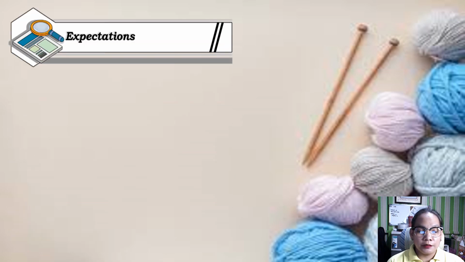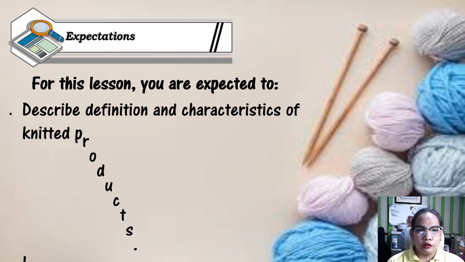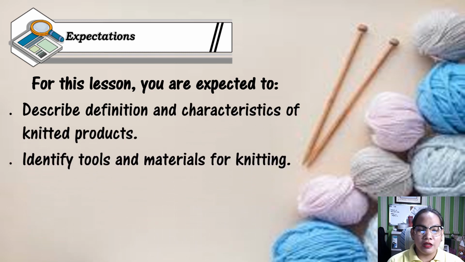For the learning expectations for this lesson, you are expected to, the first one, describe the definition and characteristics of knitted products. And second, identify the tools and materials that we're going to use in knitting. For our code, that would be TLE_HEHC9-12PK-2A-B-4. So let's go now with the history of knitting.